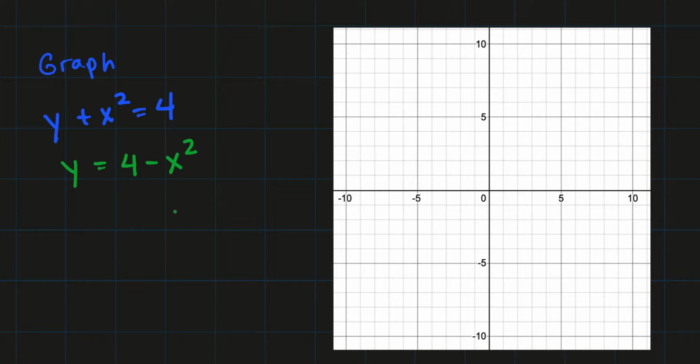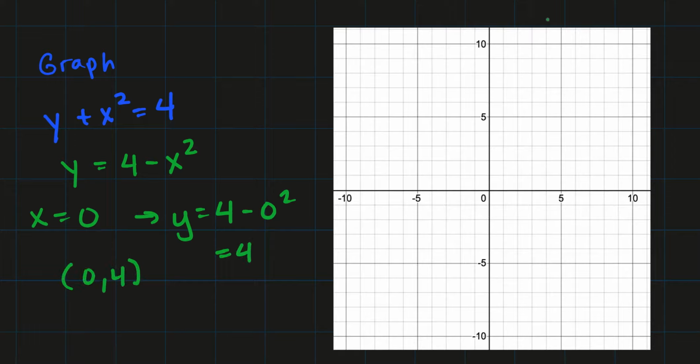And later on, we're going to learn how to graph these equations in an easier way. Right now we're doing a lot of work to graph an equation, but we're going to learn some tricks that will help us graph it a lot quicker. Okay, so let's choose an x. Let's say x is equal to 0. That's always the easiest thing. What do we get for y? Well, y is 4 minus 0 squared, which is just 4, so we have the point 0, 4. Let's plot that point. 0, 4 is right here.